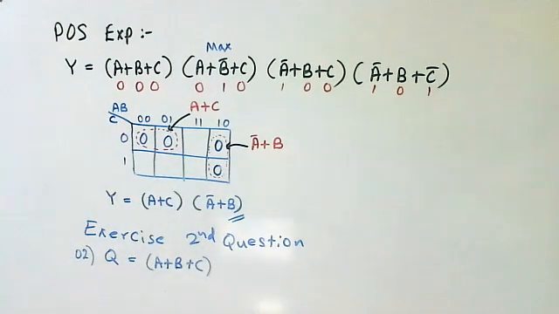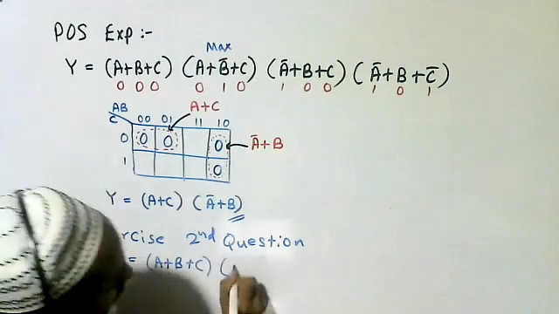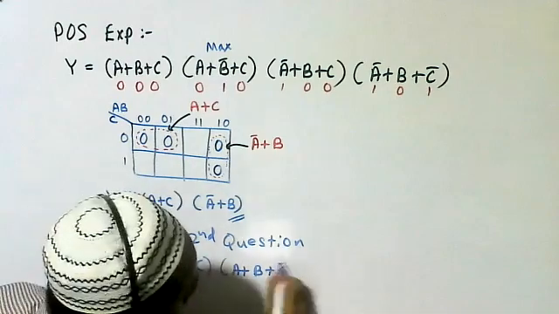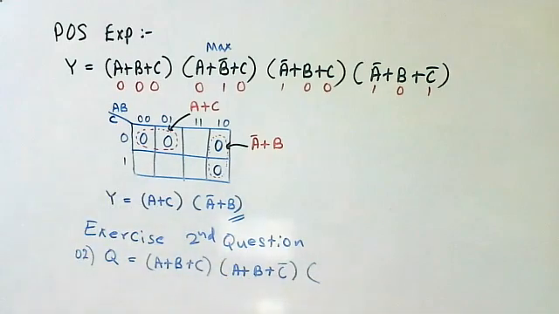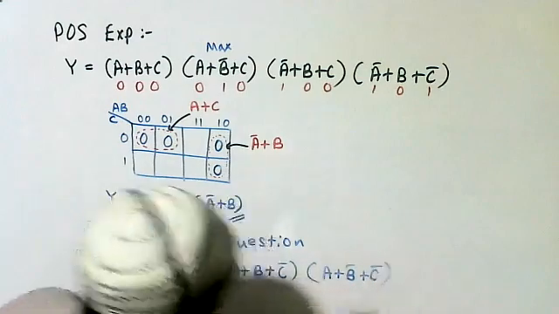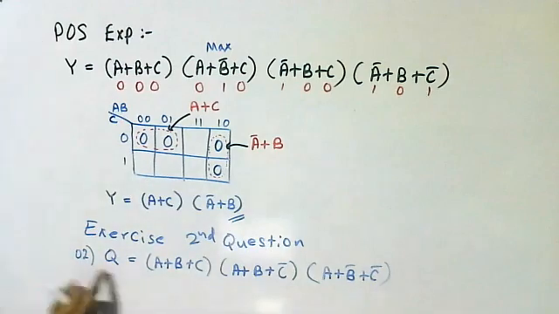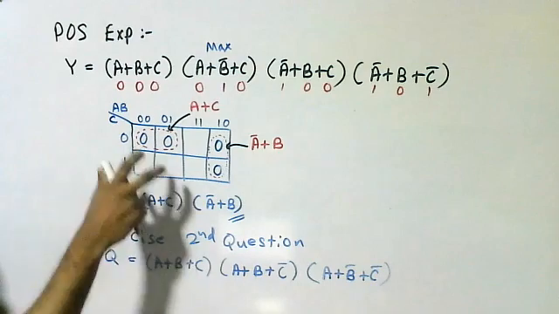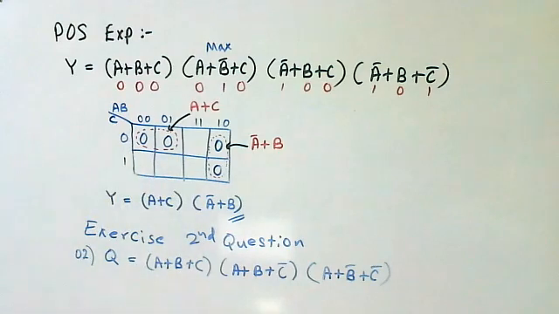Quickly do it, students. A plus B plus C, A plus B plus C bar, then A plus B bar plus C bar. This is the POS expression. We got this in our second truth table, right? Quickly simplify this using a Karnaugh map, students. After completion, please take a photo and send it to me through WhatsApp.